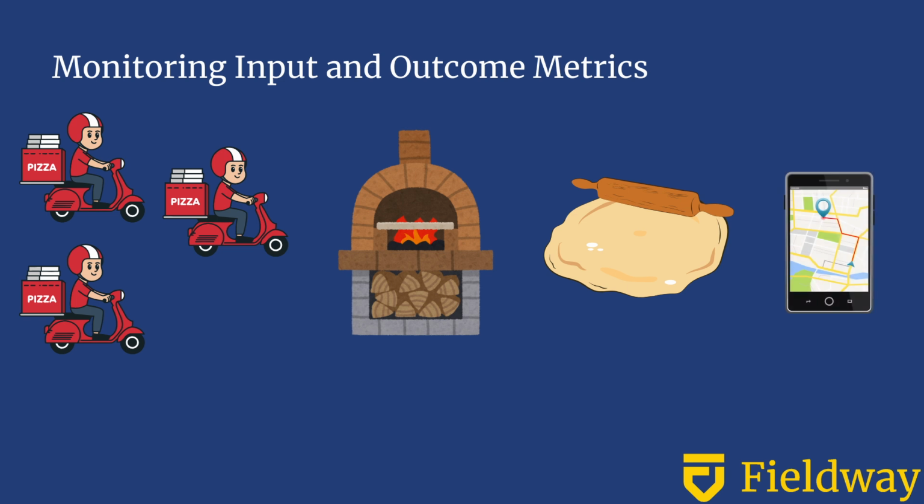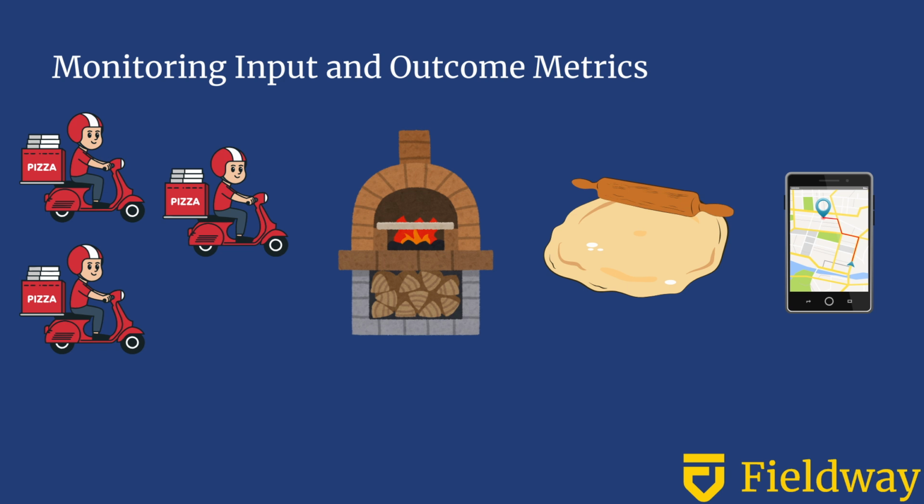Each of these inputs gets its own control chart with control limits. If dough prep time suddenly exceeds its upper control limit, that's a signal that something has changed. Maybe equipment needs maintenance or staff needs retraining. By monitoring these controllable inputs, the restaurant can spot and fix problems before they affect delivery times.